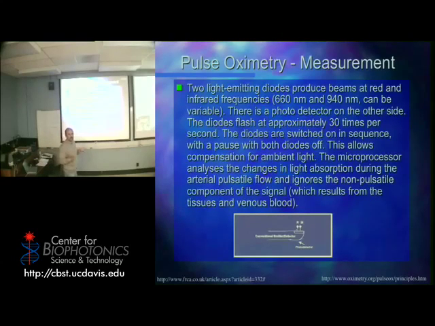There's a whole bunch of variation. In some setups, they flash at 100 times per second. Sometimes they flash at 30 times per second. You switch them on in sequence. So you turn on the red one, then you turn it off. Then you turn on the near-infrared one, then you turn it off. Then you turn on nothing and measure.